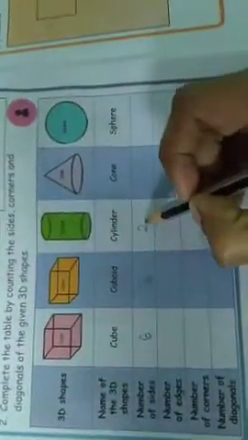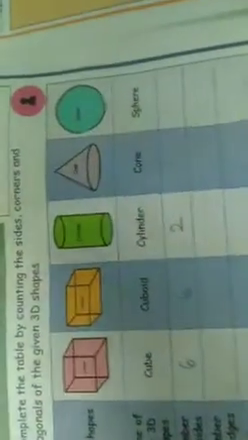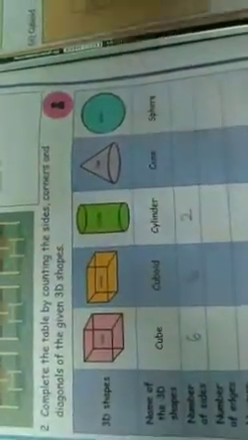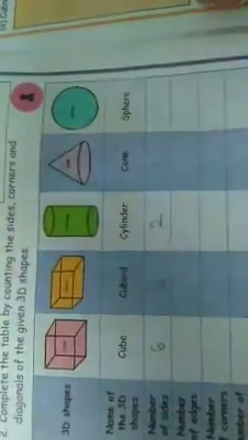So totally 2 sides. Okay? So put the 2 here. Next, cone. Cone having how many sides? This is a cone, so how many sides are they having? There is only one side. So cone having only one side.